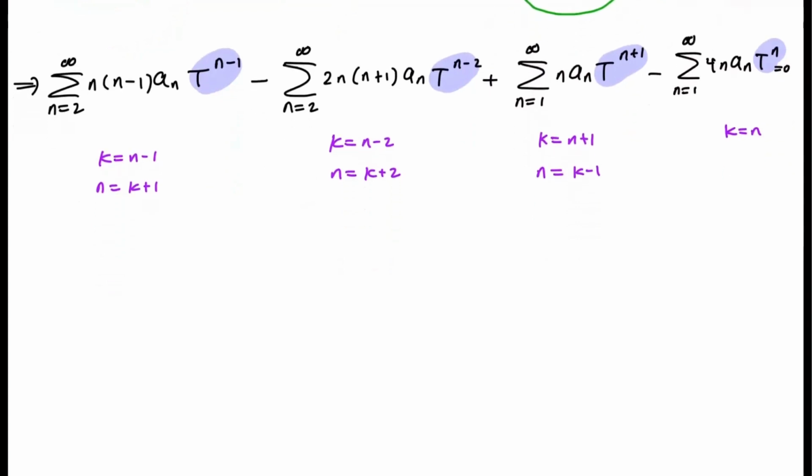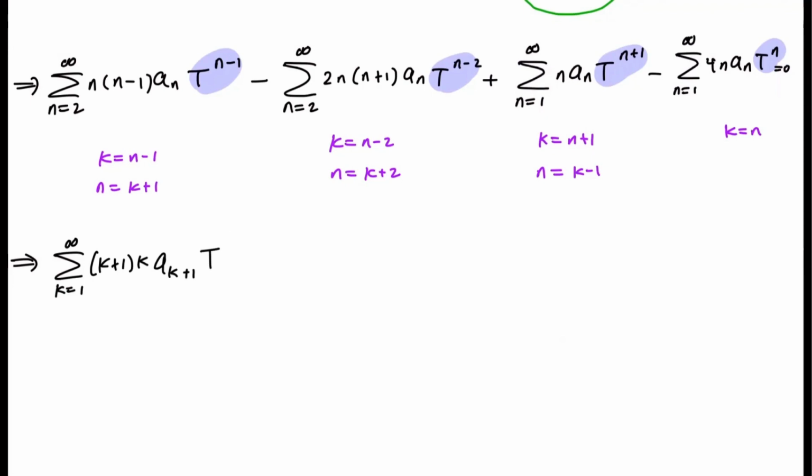Okay, so now we have the sum. If n starts at 2, that means if k is n minus 1, k will start at 1. So once I do that, I see my sum for this one, k starts at 1. And then as n goes to infinity, k will go to infinity. n is k plus 1. And then n minus 1 is k times a sub k plus 1 times t to the power of k.